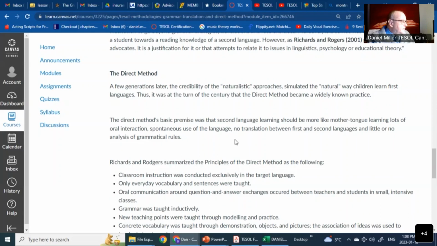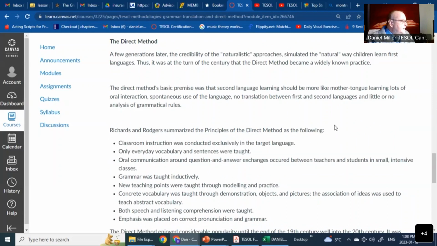And the basic premise was that second language learning should be more like mother tongue learning, by learning through lots of oral interaction, spontaneous use of the language, no translation between first and second languages, and little or no analysis of grammatical rules.